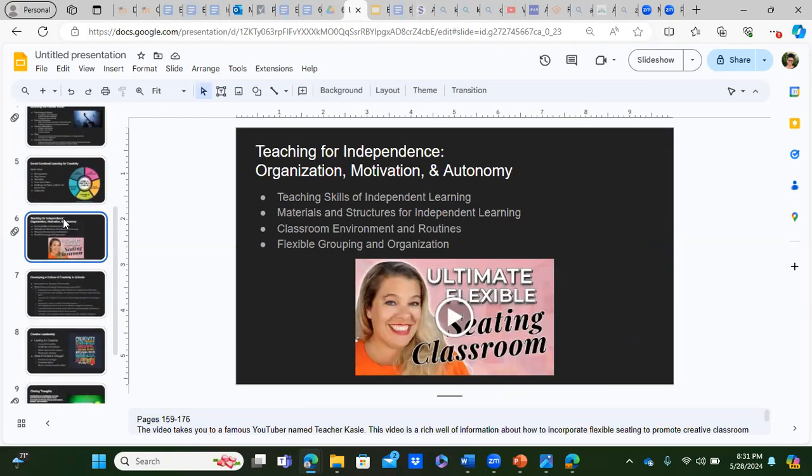Next is teaching for independence with a focus on organization, motivation, and autonomy. So one of the first keys that we need to help us understand how to teach for skills of independent learning is that we need to teach students how to actually work independently.